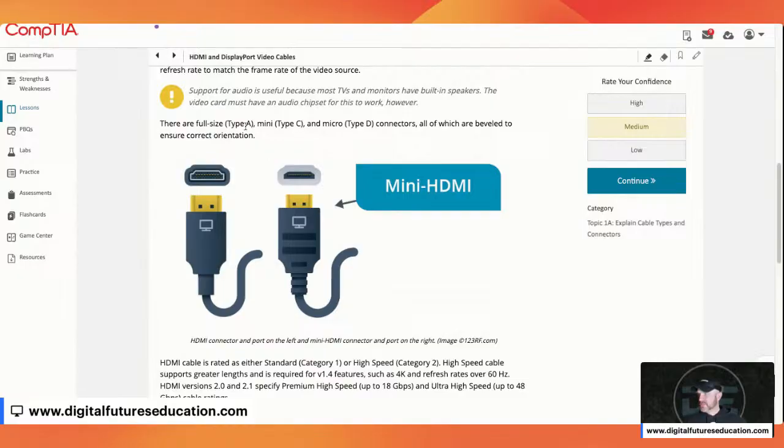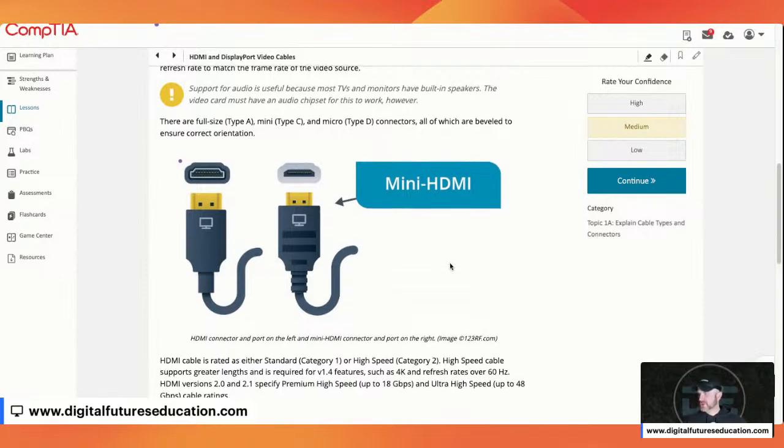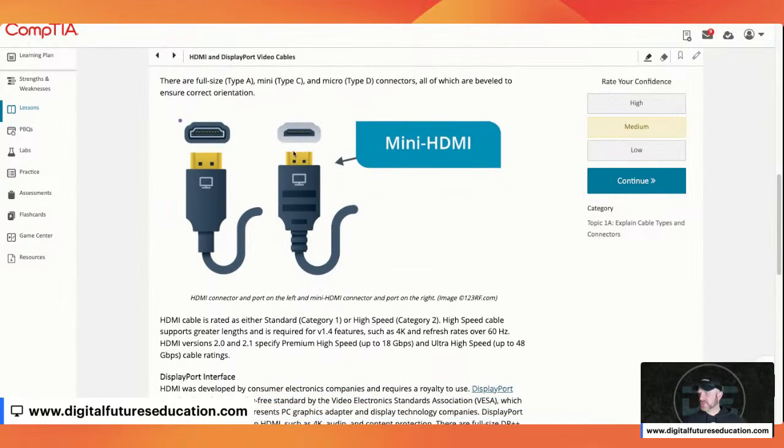There are full-size Type A, mini Type C, and micro Type D connectors, all of which are beveled to ensure correct orientation. So you can see the bevel is similar, they're just different sizes. So here's like the mini HDMI example.